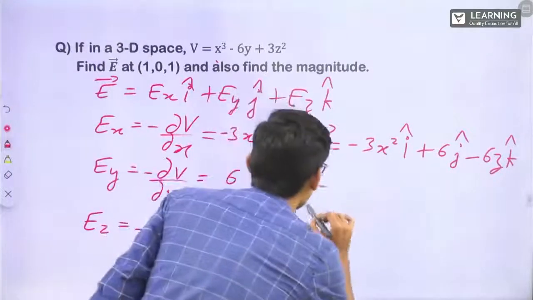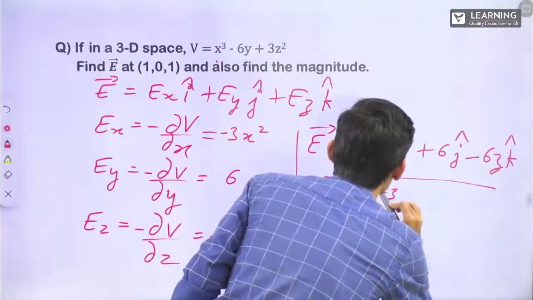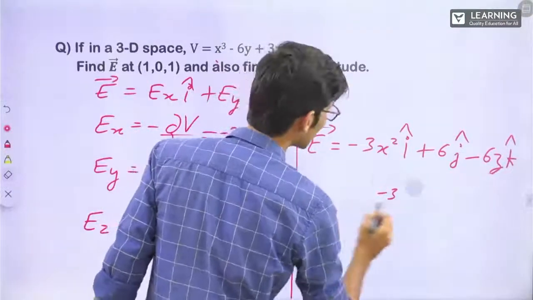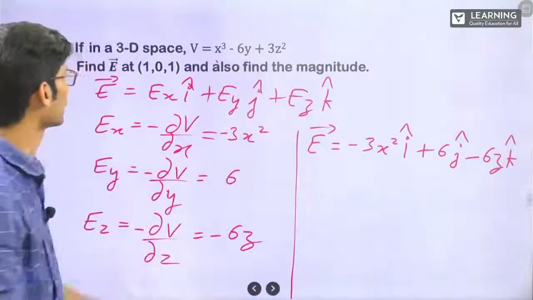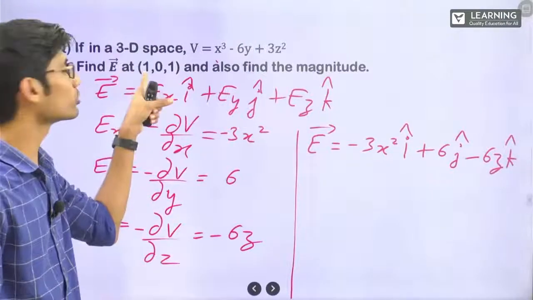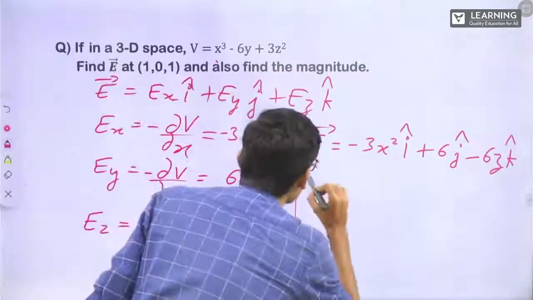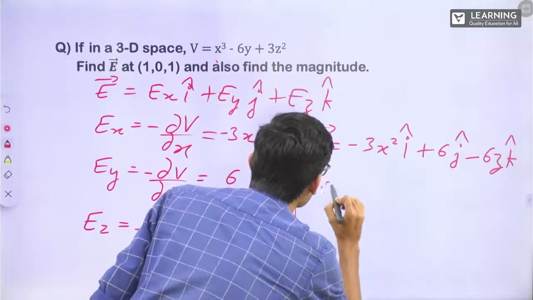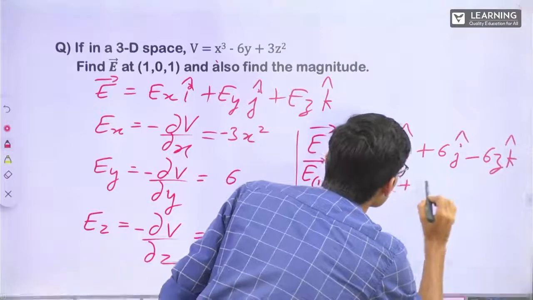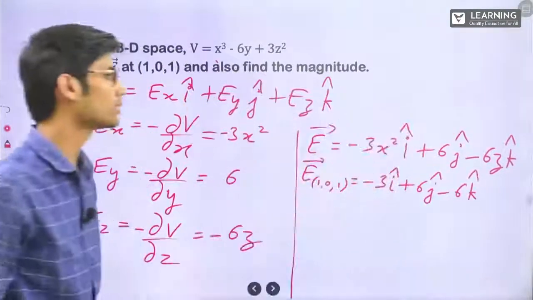This is electric field in general, right? For this particular question, we have to find at 1, 0, 1. So x we have to substitute with 1, y we have to substitute with 0, and z we have to substitute with 1. So E at 1, 0, 1 is equal to minus 3 i cap plus 6 j cap minus 6 k cap. Clear?